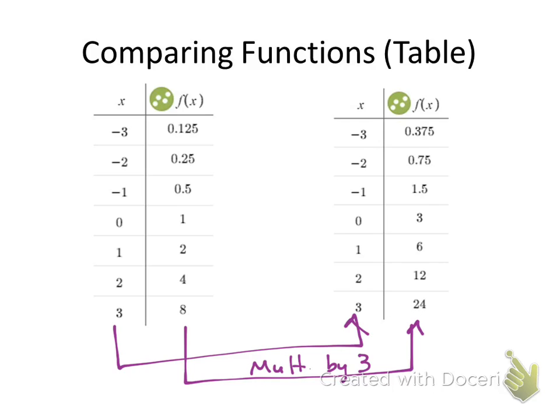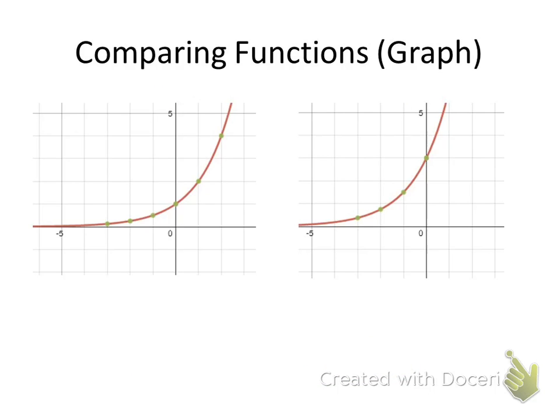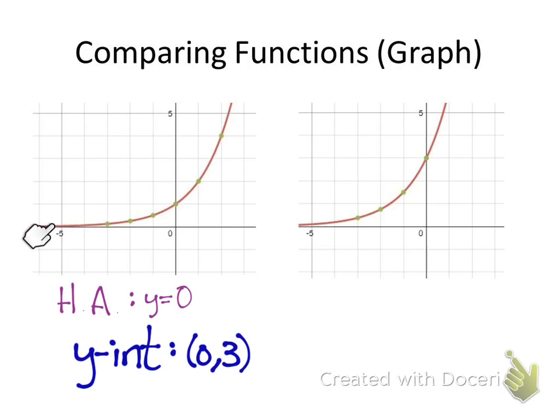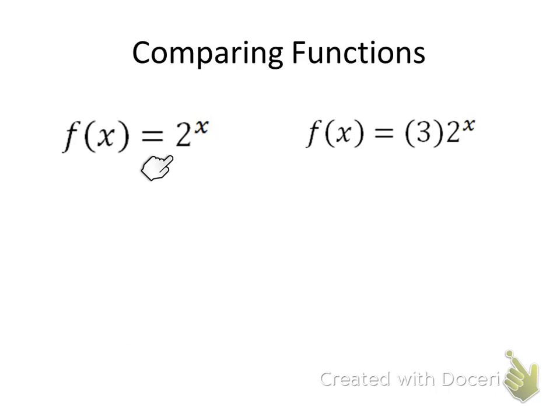And then you go to the graph. Notice the difference in the graphs. So the horizontal asymptote stays the same. There's that flat line. It stays the same. But now the y-intercept is 0, 3. That's the one thing that changed. So then what about the equations? Can you figure out the equation? The parent function was 2 to the x, and we're taking 3 times 2 to the x. That's how the equation's affected.